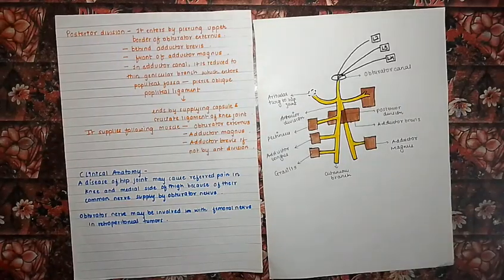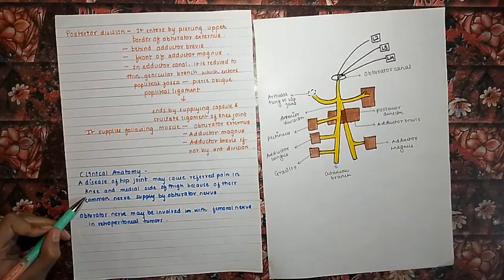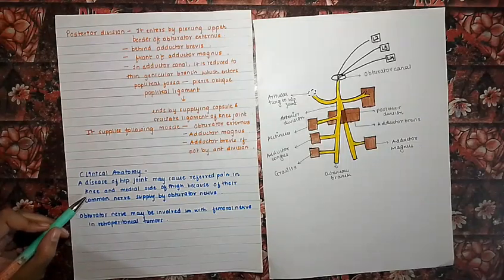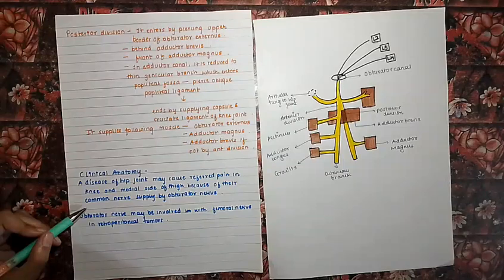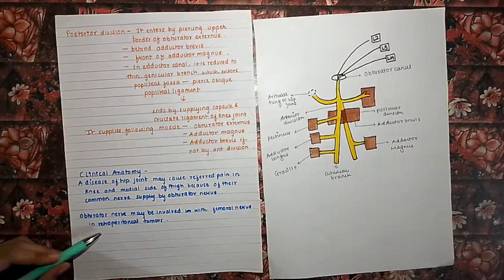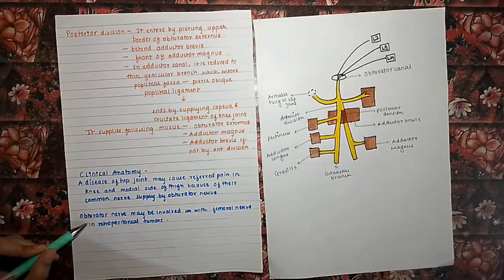Clinical anatomy. Disease of hip joint may cause referred pain in the knee and medial side of thigh because they have a common nerve supply by the obturator nerve. So any disease of the hip joint can cause the referred pain in the knee and medial side of thigh because both are supplied by the obturator nerve. The obturator nerve may be involved with the femoral nerve in retroperitoneal tumors. The tumors behind the peritoneum are called retroperitoneal tumors. It may involve the obturator nerve along with the femoral nerve.